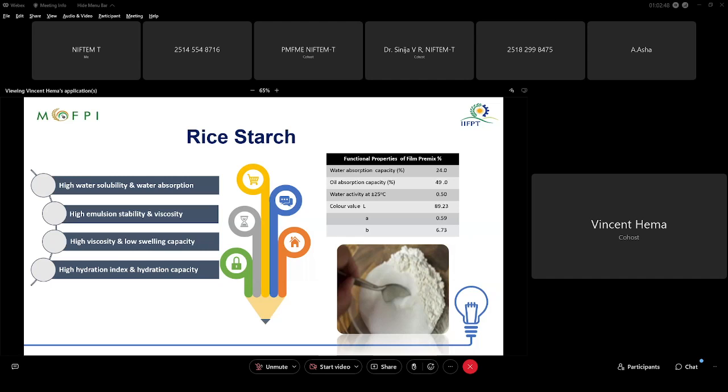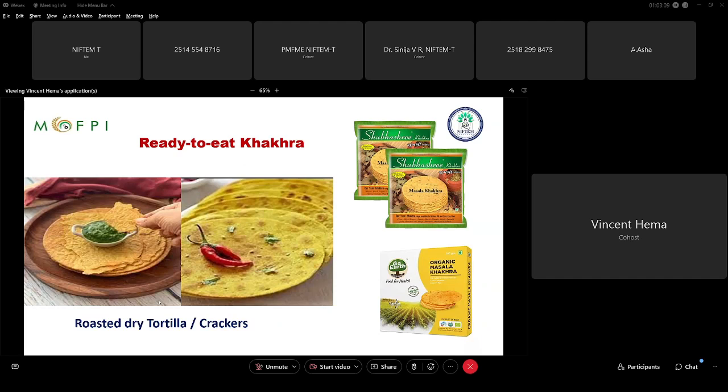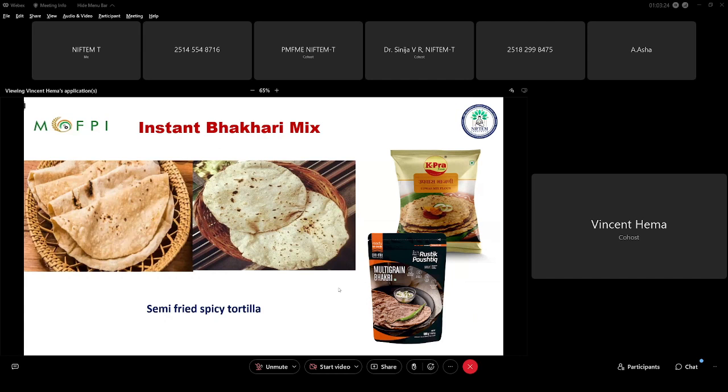And further, since these fractions have a good amount of soluble and dietary fiber, we can make them into starch, and that starch also has good water absorption capacity and oil absorption capacity, which will help us produce ready to eat kinds of food products. For example, kakra in roasted and dried form, tortillas and crackers can be made convenient and in packed form. Pakora type instant mixes can also be produced. That will be a semi-fried spiced tortilla.